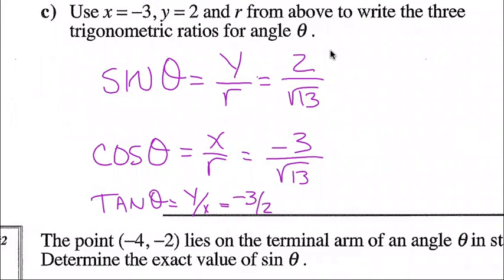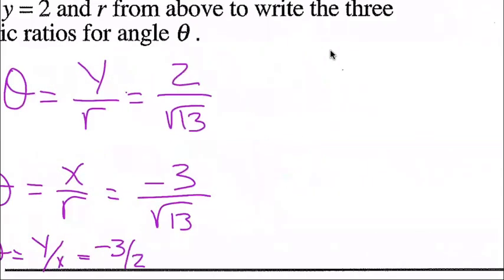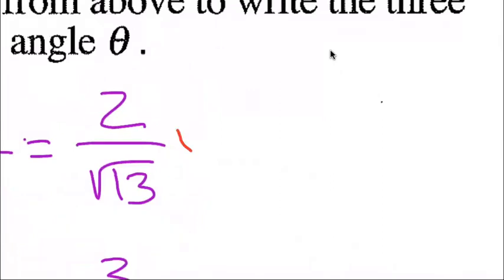That one is done. But these two, this should be bugging you: 2 over root 13, -3 over root 13. This should be bugging you because in our previous unit, when we dealt with radicals, we did not leave answers with radicals in the denominator. Because we have radicals in our denominator, we have to go through that process of getting rid of that radical in the denominator. And hopefully you remember that's called rationalizing the denominator.